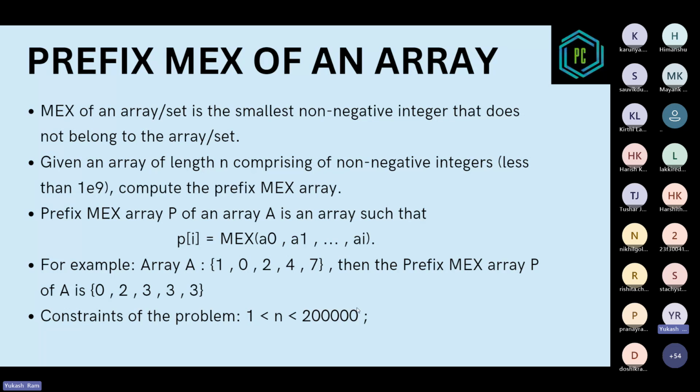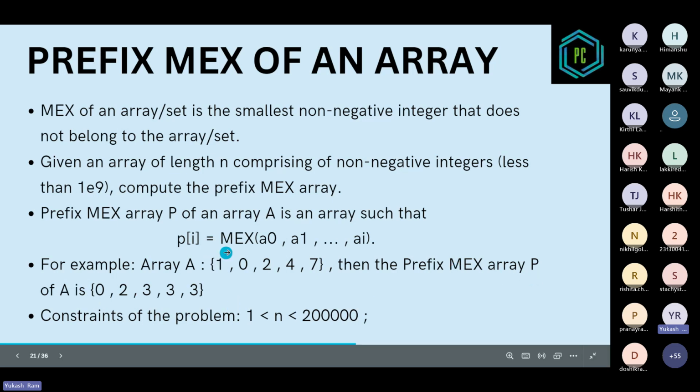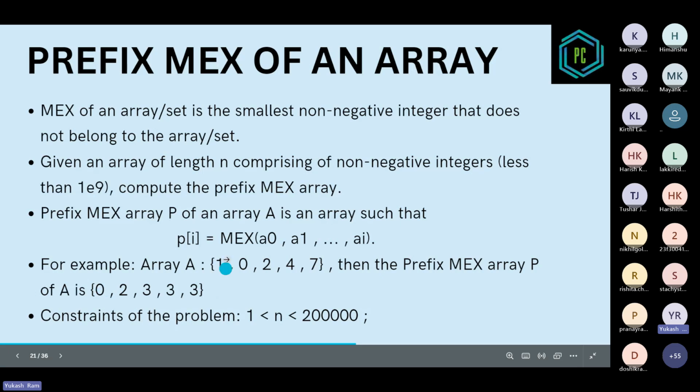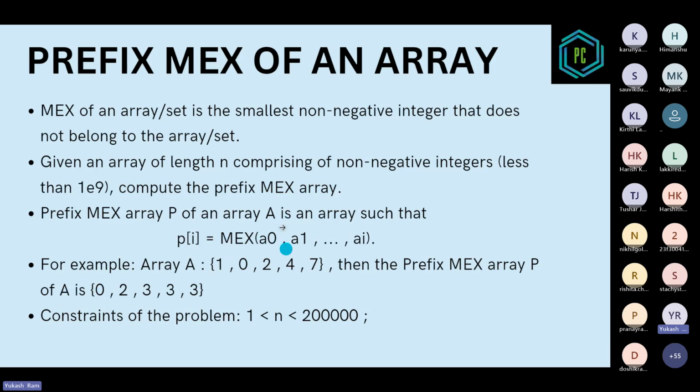Fine, I'll explain the example once. So we have the array A, which has elements 1, 0, 2, 4, 7. For the first element of the prefix mex array P, we consider only the first element of the array A. And then we ask what is the mex of the considered elements. So P of 0 will be mex of A of 0. A of 0 is just 1.